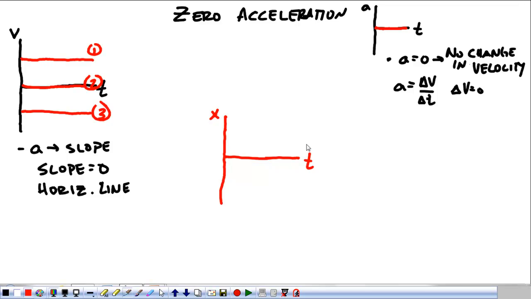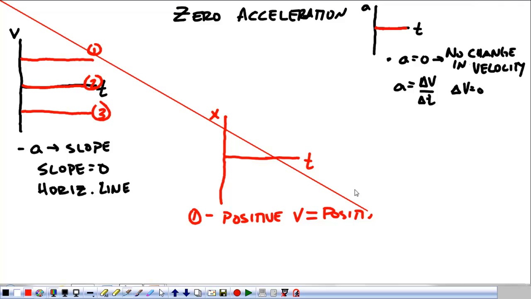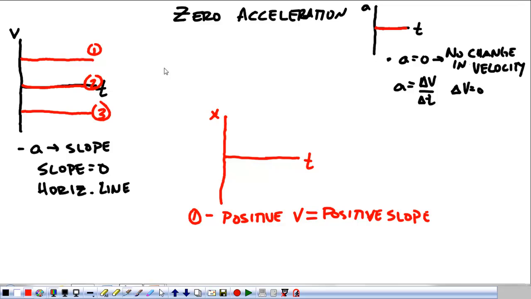versus time. So if we're going to look at 1 first, positive velocity equals, well, that's going to throw things off, isn't it? Positive velocity equals positive slope. So, for 1 being a positive velocity, the displacement versus time for that all it has to show is a positive slope.